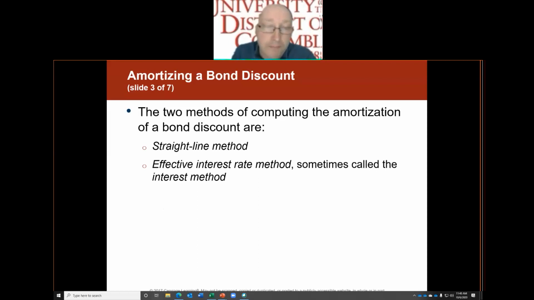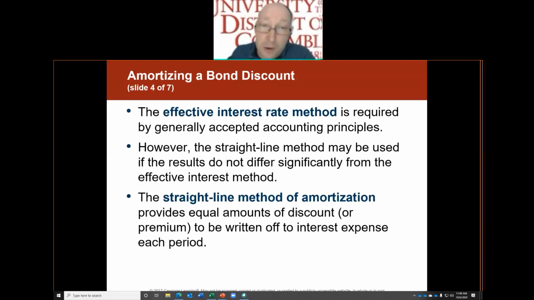Okay. So very similar to what you learned about depreciation, there are a couple of methods to amortizing a bond discount. The first that we want to look at is the straight line method. It sounds just as it is, straight line. It's going to be the same amount for consecutive periods. And then of course there's the effective interest rate method, also known as just the interest rate method. Let's talk about both of those.